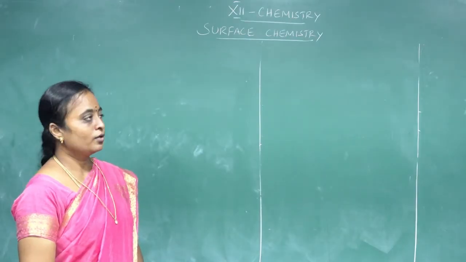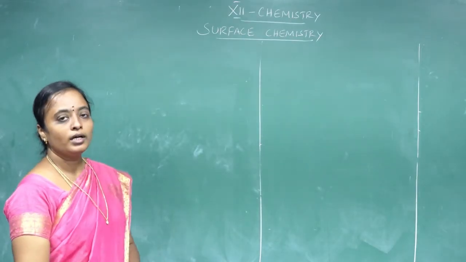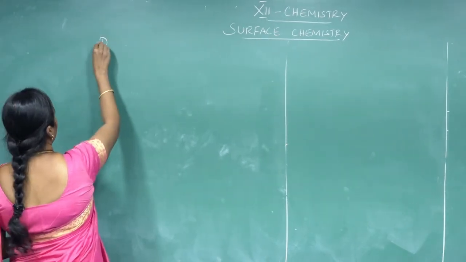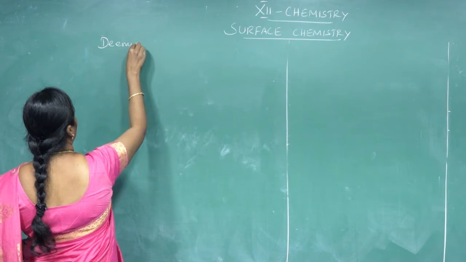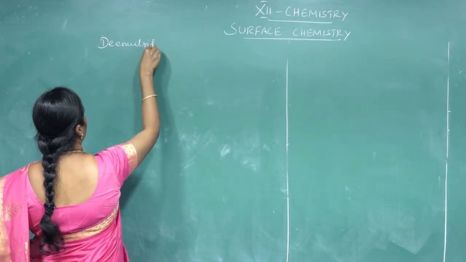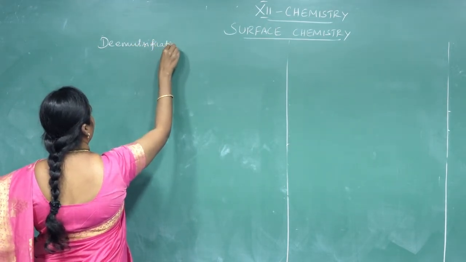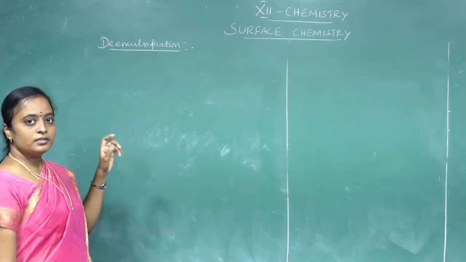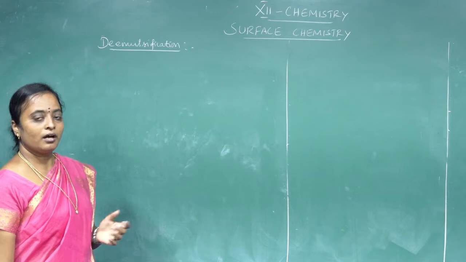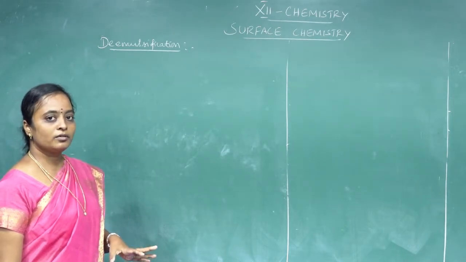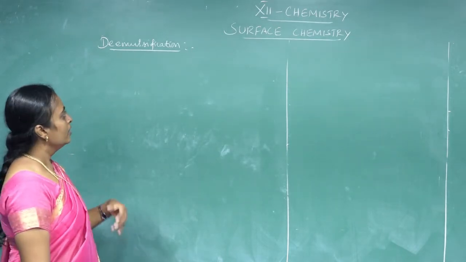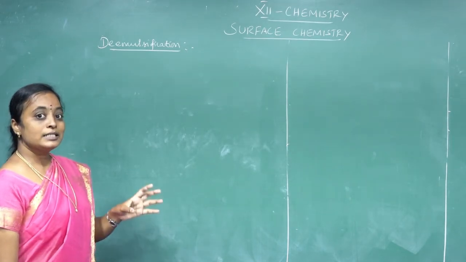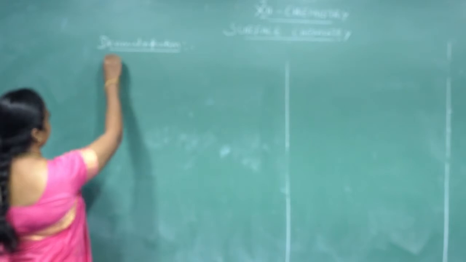Okay, next we are going to see what is called de-emulsification. You know, emulsification is the formation of an emulsion. How will you form the emulsion? By mixing one liquid with another liquid. In the same way, de-emulsification means the separation of the two liquids.